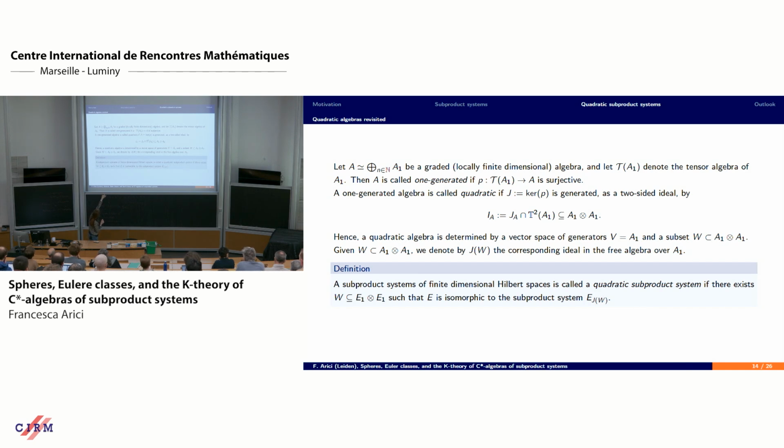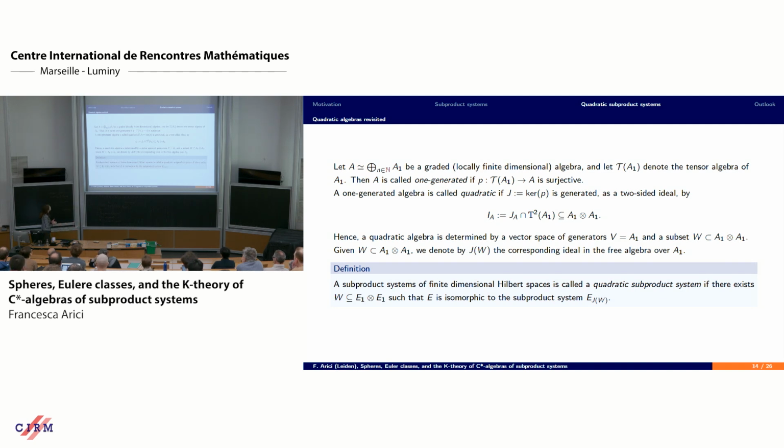And then a one-generated algebra is called quadratic if the kernel of this map is quadratic, meaning that it's a subset of A1 tensor A1. So basically, when you study quadratic algebras, you just have the following ingredients. You have a vector space, and then you have a subset of the tensor of the vector space with itself.